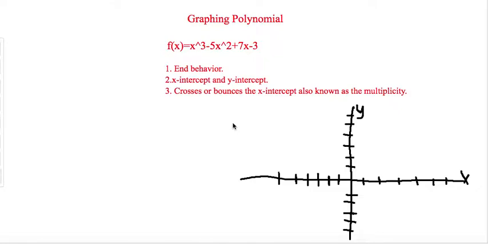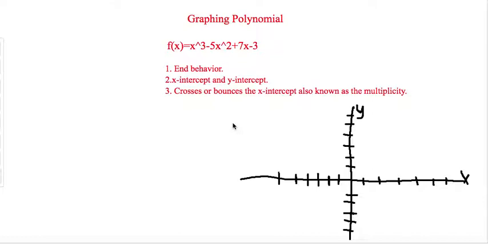Today we're going to learn about graphing polynomials. In the last video we found the x-intercepts for the polynomial, which we will need for graphing. So we have the function f of x equals x cubed minus 5x squared plus 7x minus 3.